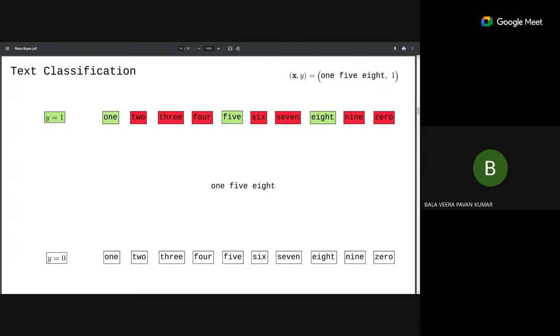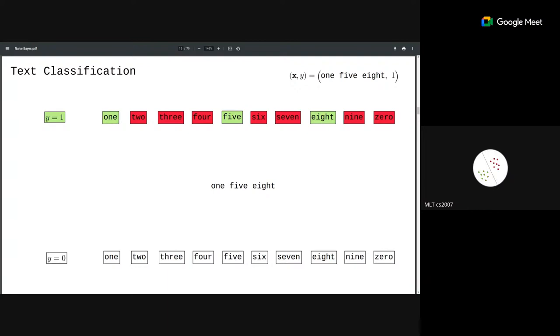10 factorial. Not factorial, right? 10, I think. 2 to the power 10. One may be included, may not be included; likewise, two may be included, may not be included; three may be included, may not be included. So this is 2, 2, 2, 2, up to 10. So this is 2 power 10 potential sentences, right?